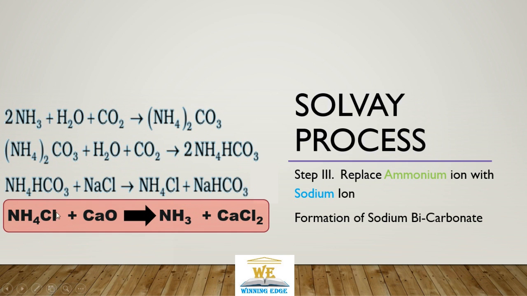Next, ammonium chloride is converted back into ammonia using lime or calcium oxide. Calcium chloride settles and the ammonia gas we get is used again as a starting material for the formation of ammonium carbonate. This is how commercial manufacturing of sodium bicarbonate started.